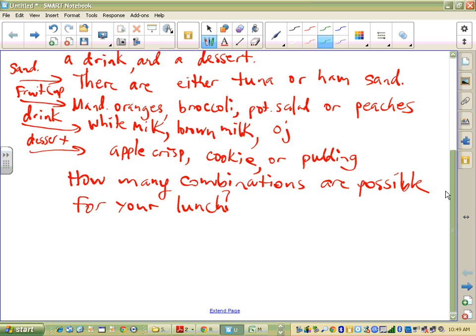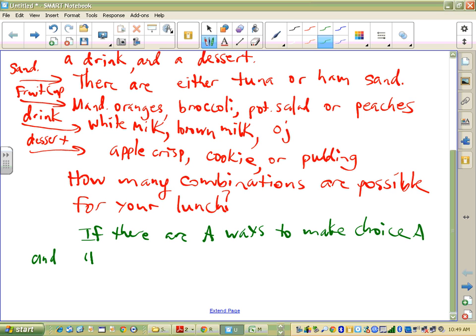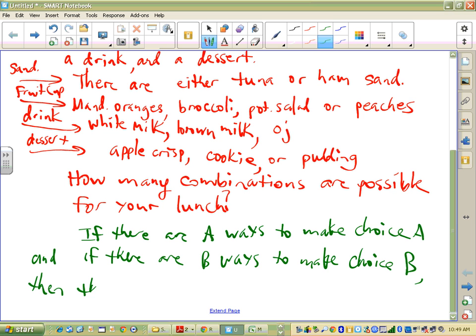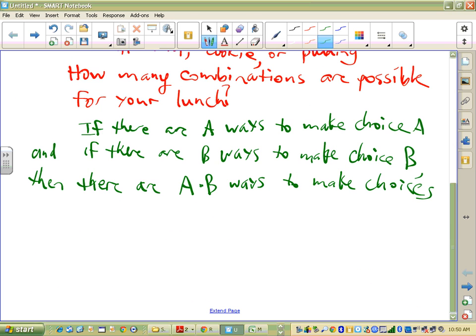Well, this counting rule says if there are A ways to make choice A, and if there are B ways to make choice B, then there are A times B ways to make choices A and B. So what we're saying is you got to pick two things.